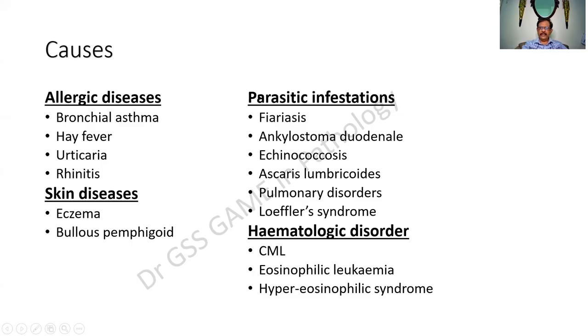By any parasitic infestation, there will be eosinophilia: filariasis, ankylostoma, or the tapeworm, echinococcus, Ascaris lumbricoides, or the roundworm. Pulmonary disorders, and there is a syndrome called the Loeffler syndrome. It is actually a form of pneumonia that is seen in migratory parasites. And the patient can have an eosinophil count as high as 2000 per cubic millimeter. It is called eosinophilic pneumonia or Loeffler's pneumonia.